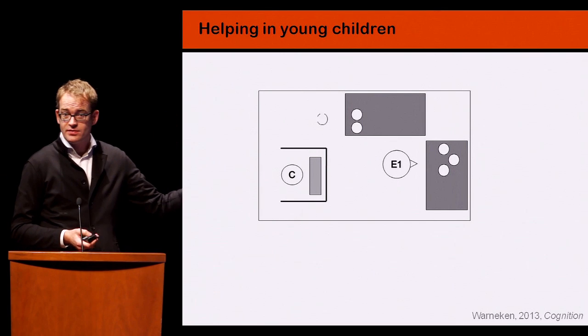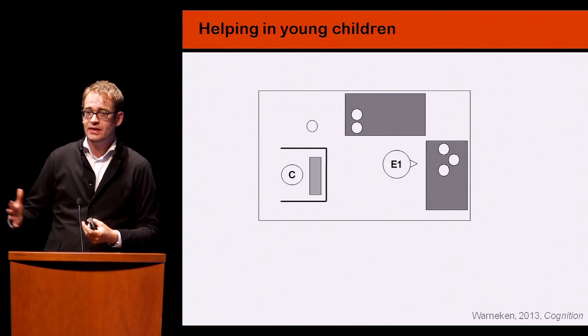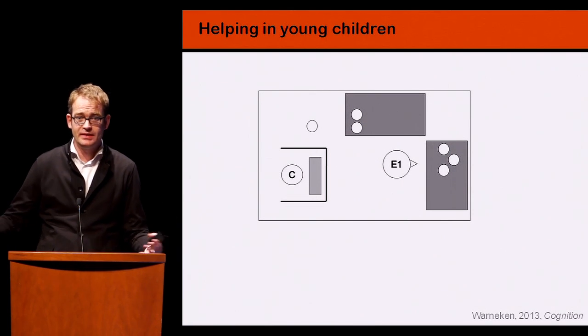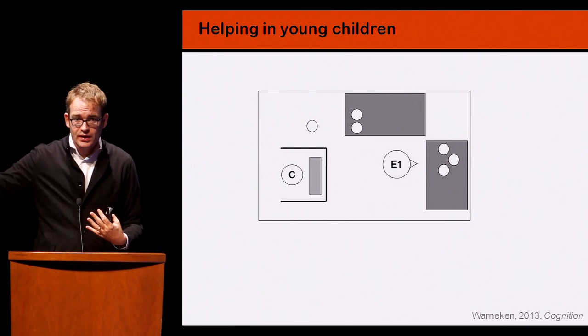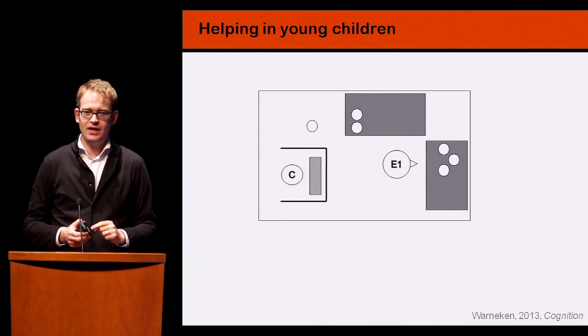So the question is, will children walk over there and help even though the person didn't even realize that there was a problem and obviously was not able to solicit any help from that child? So that's one complication. But there's a second complication.